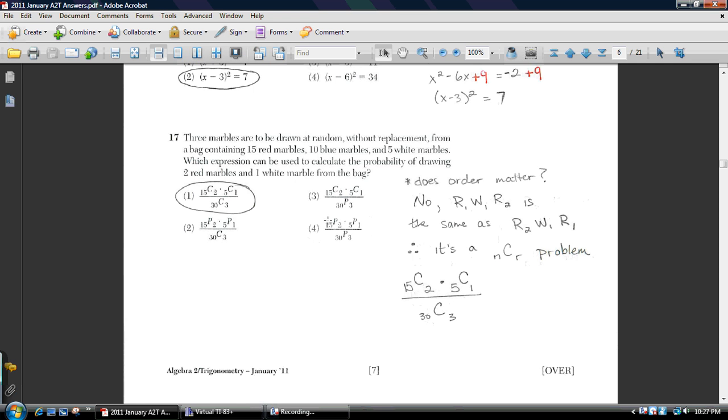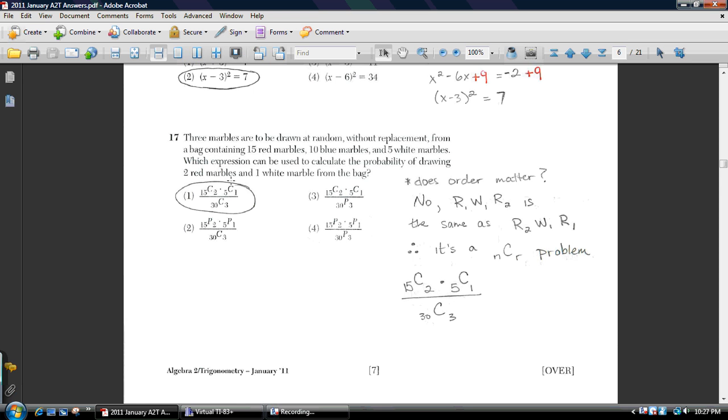Because the multiple choice answers have P's and C's, you need to ask yourself, does order matter when you are pulling these marbles out? Is red, white, red the same as red, white, red, even though you might have pulled 2 different kinds of red marbles out? They are not different. Therefore, order does not matter, and so it's a combination problem.